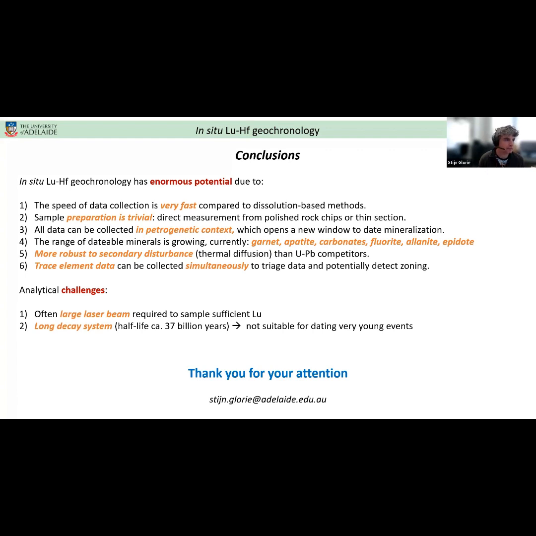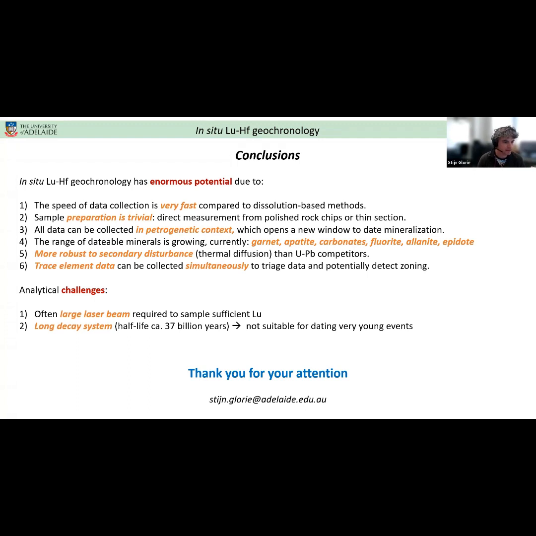And the minerals that we currently have applied this method on are growing, but these are the current ones. I think I've showed you also that in mineral systems that have both uranium and lutetium hafnium might be more robust. Apatite is the main one to illustrate that. But I can show the exact same thing also for carbonates as well. So calcites that are dated with uranium lead can give potentially a useless number, but then with hafnium give a right number. And also we collect a whole bunch of trace elements that we use for triaging our data, so to see any zoning, but also inclusion and so forth, which is harder to collect with the solution work.